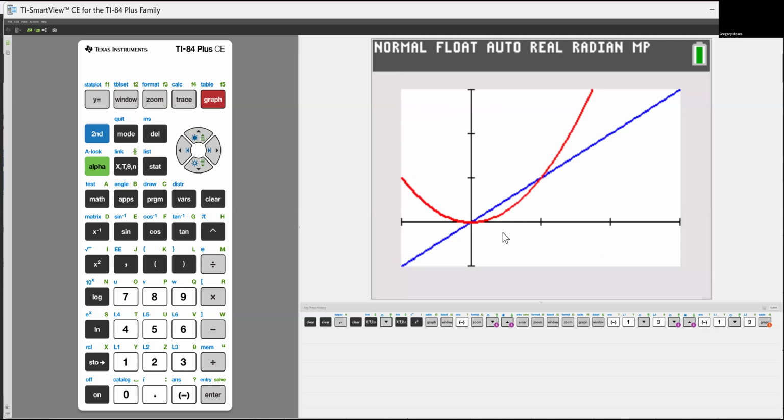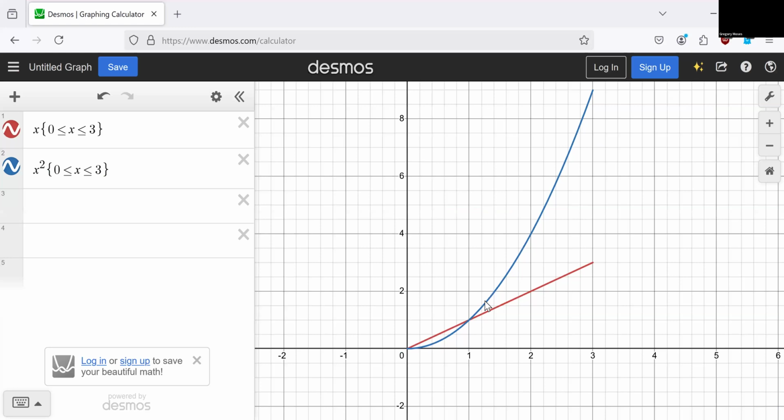And if you're on Desmos, you didn't need anything fancy. When I wanted to know where the intersection was on Desmos, I just clicked around here, and Desmos figured out for itself that that was what I was looking for. On your calculator, there's a command you can use.